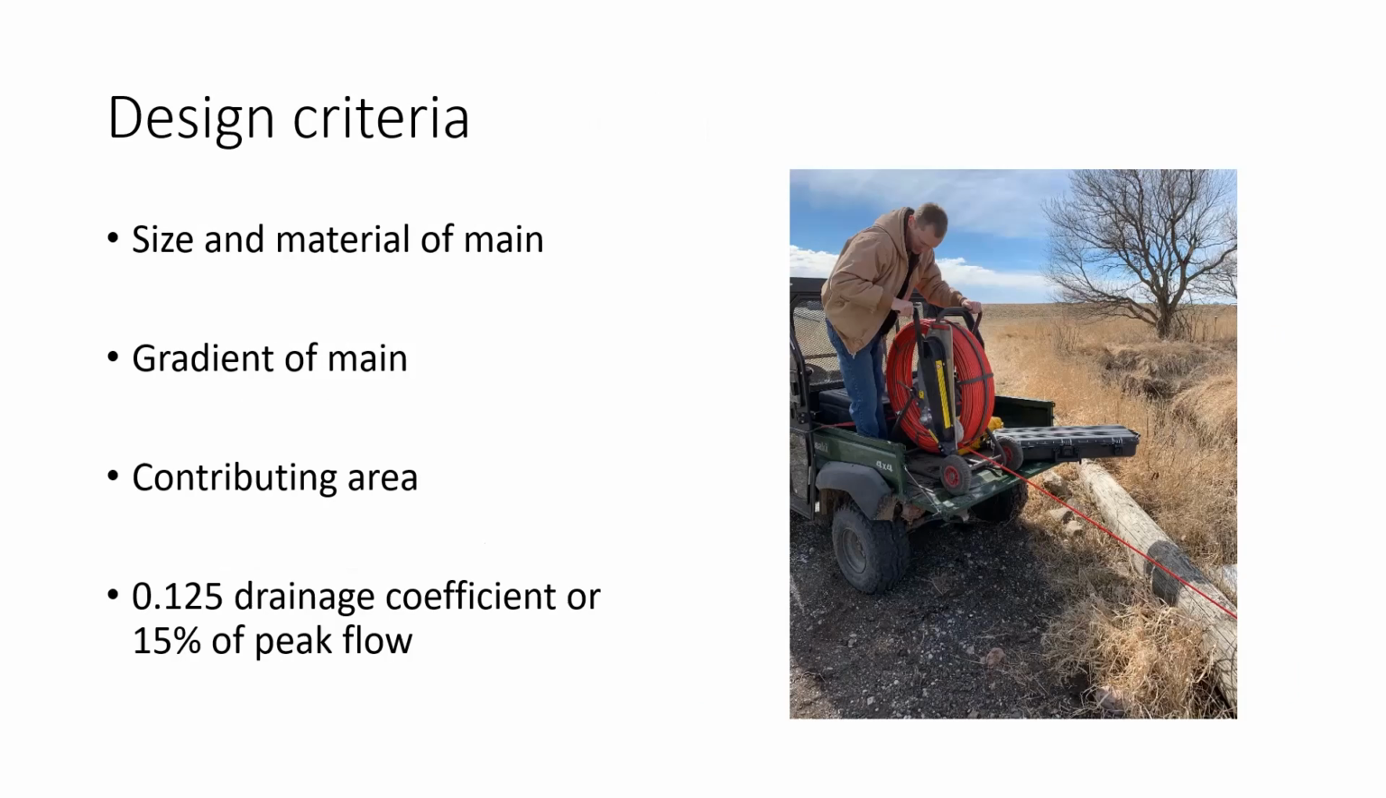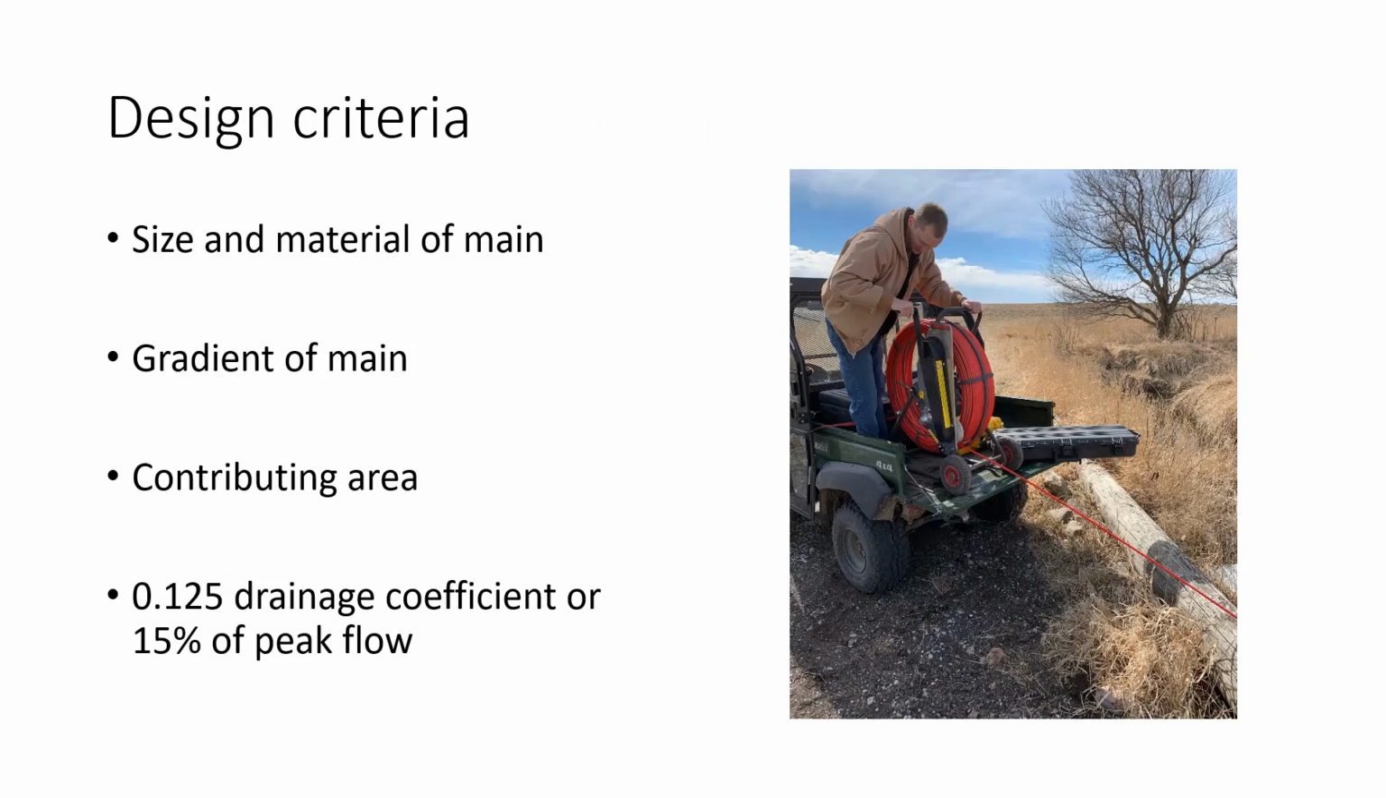Design criteria. How do we actually figure out how big the bioreactor is and how it'll work? Probably most importantly, we need to know the size, material, and grade of that main. The characteristics of that main establish how much water that system will carry and how fast that water will be moving through the system.